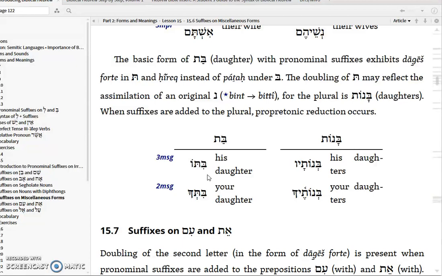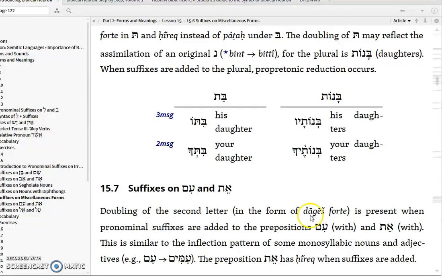Notice also the change to an I vowel: bito, his daughter, and bitaka, your daughter, and banotav, his daughters, and banotehaka, your daughters. Again, the irregular plural is banot with a noon, and that will have the reduction of the propretonic kamats when you shoot the accent forward by adding suffixes.